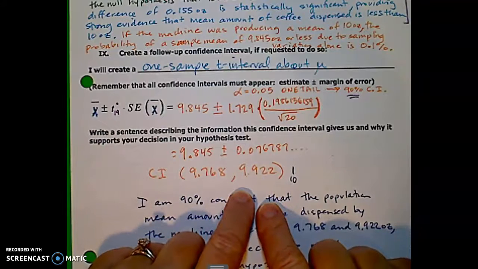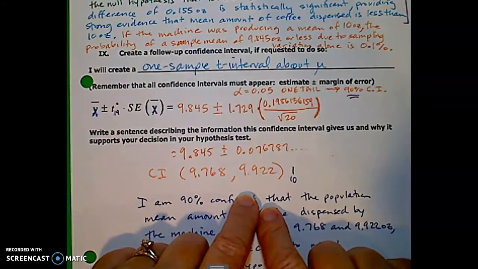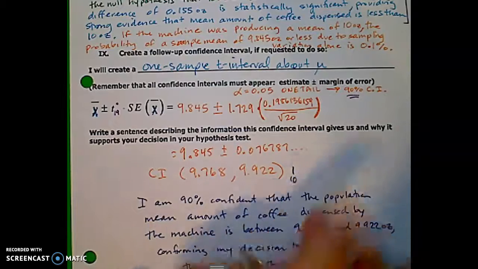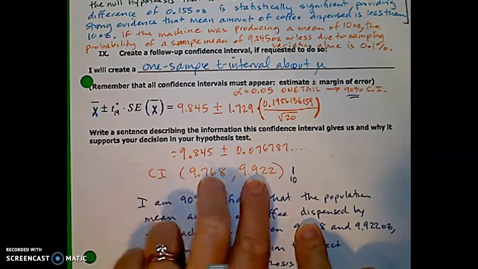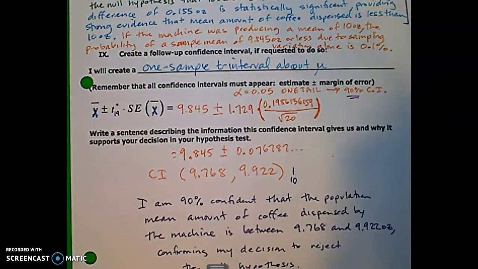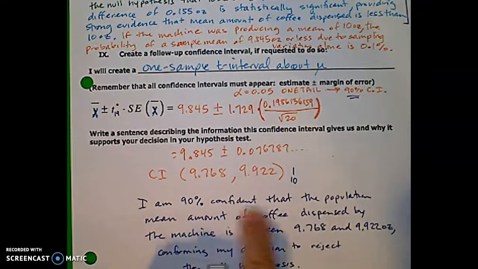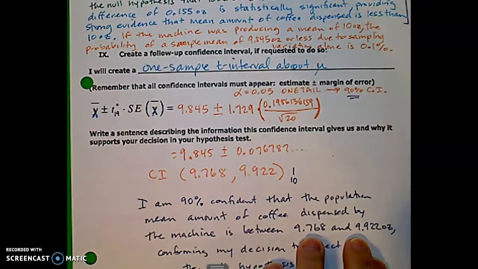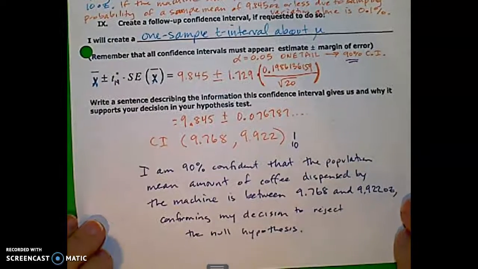What are we looking for in this confidence interval? The hypothesized value of 10 ounces. 10 ounces on a scale would be above this interval, so this interval does not include the hypothesized value, which further confirms that we made the right choice to reject the null hypothesis. Concluding that with the confidence interval language, I'm 90% confident that the population mean amount of coffee dispensed by the machine is between 9.768 and 9.922 ounces, confirming my decision to reject the null hypothesis. That's a good way to conclude that.